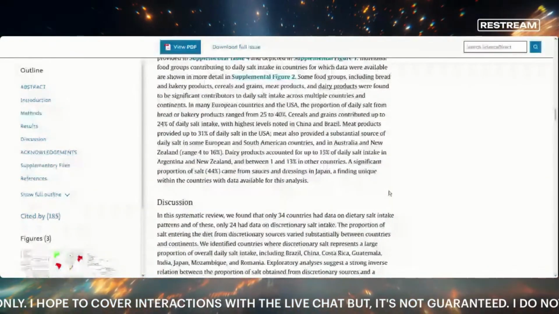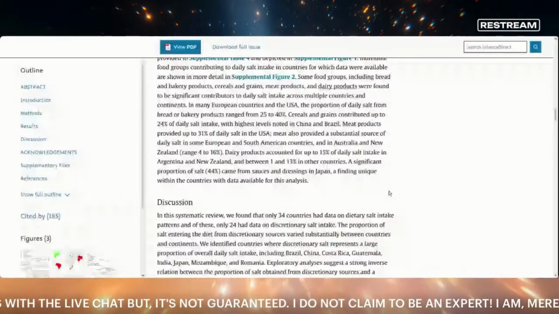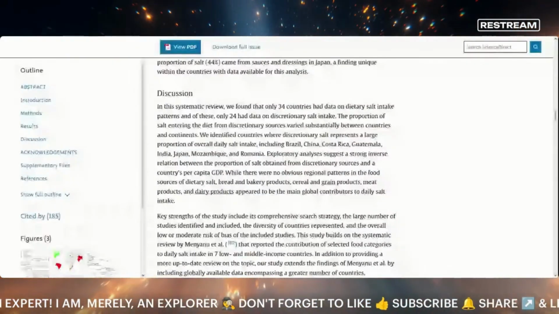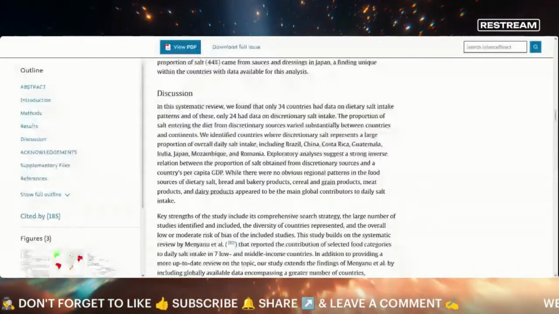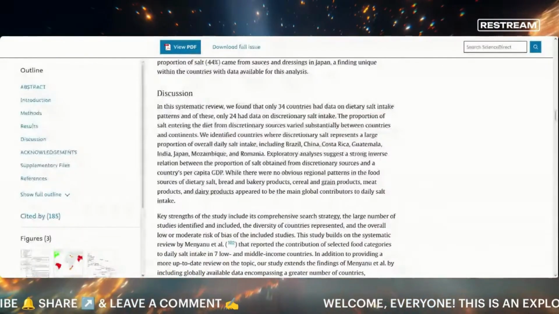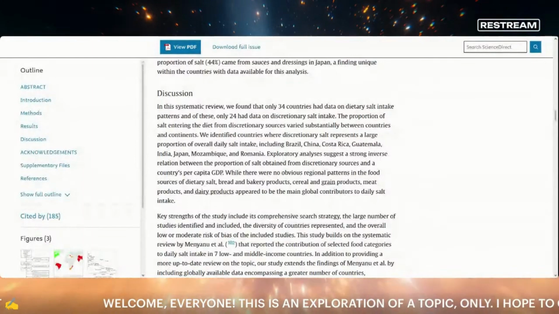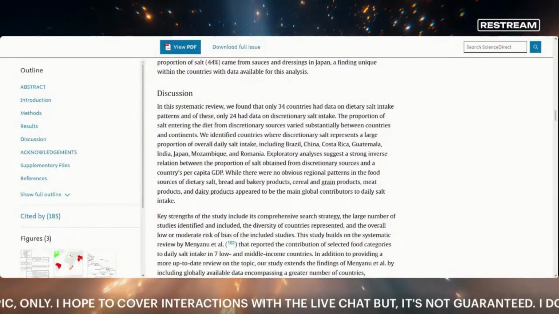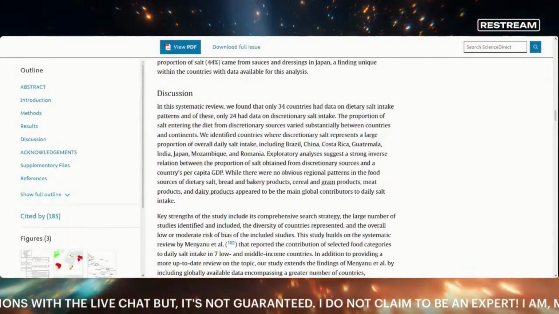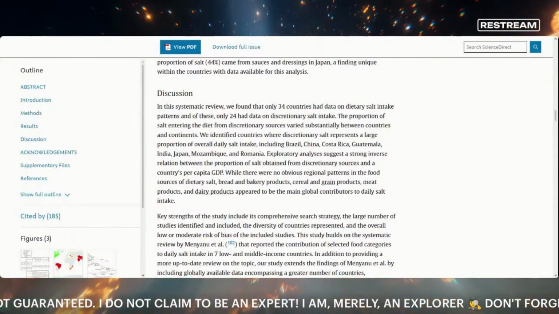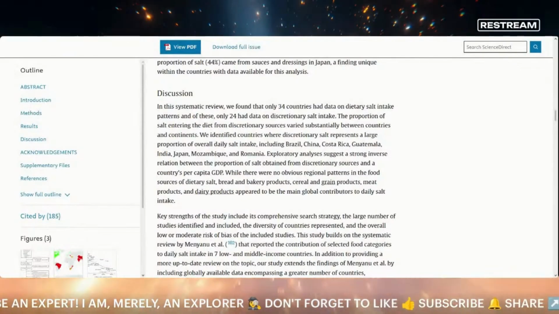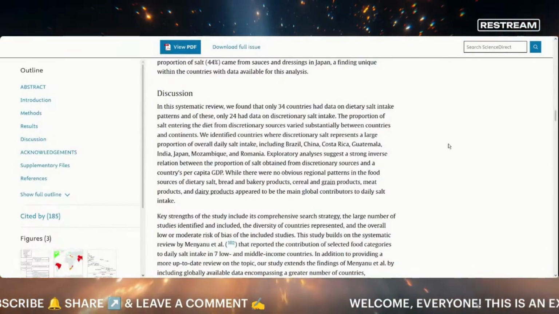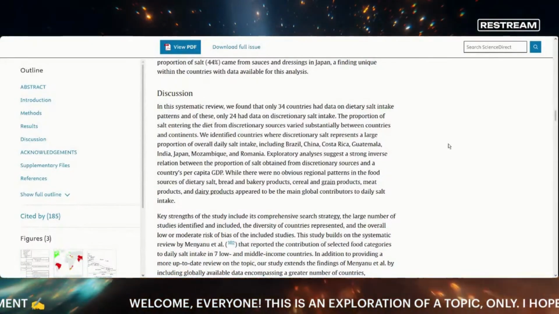Discussion. In this systematic review, we found that countries had data on dietary salt intake patterns, and of these, only 24 had data on discretionary salt intake. The proportion of salt entering the diet from discretionary sources varied substantially between countries and continents. We identified countries where discretionary salt represents a large proportion of overall daily salt intake, including Brazil, China, Costa Rica, Guatemala, India, Japan, Mozambique, and Romania. Exploratory analysis suggests a strong inverse relation between the proportion of salt obtained from discretionary sources and a country's per capita GDP. While there were no obvious regional patterns in the food sources of dietary salt, bread and bakery products, cereal and grain products, meat products, and dairy products appeared to be the main global contributors to daily salt.